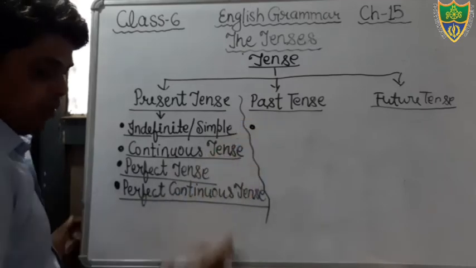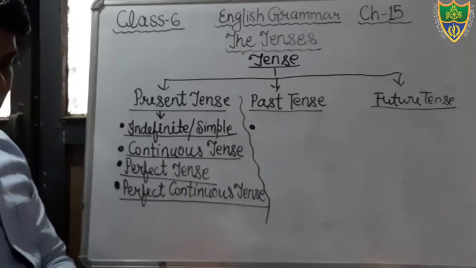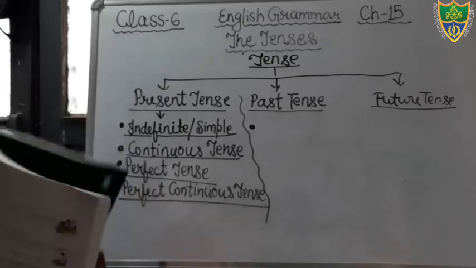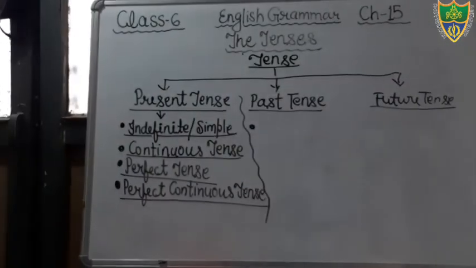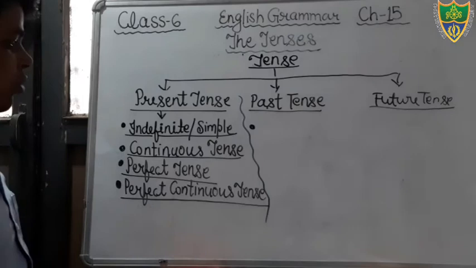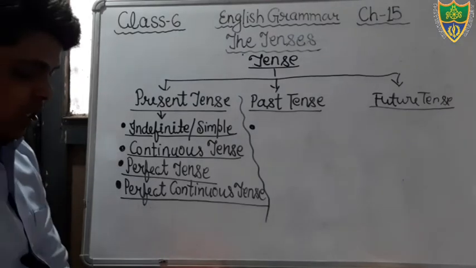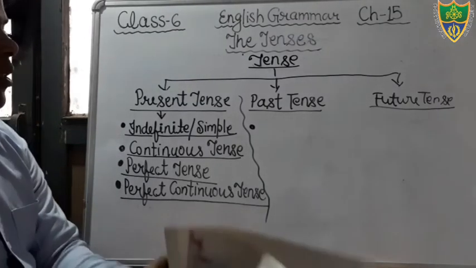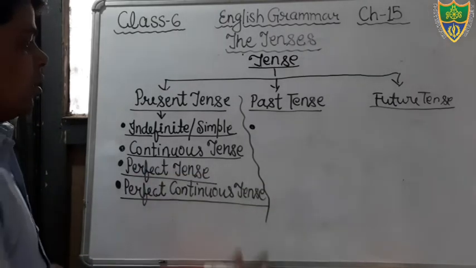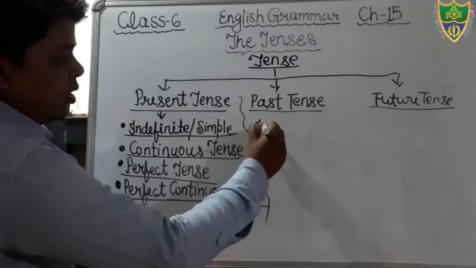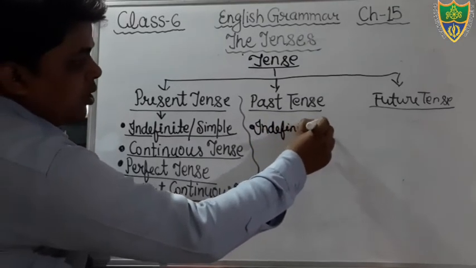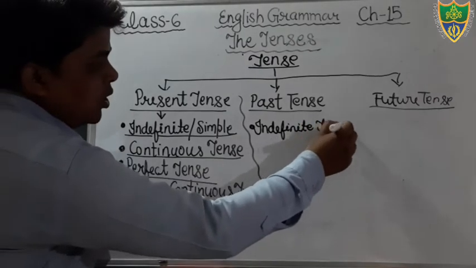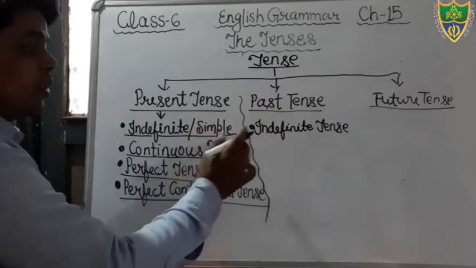Okay students, in the same way you can also categorize past indefinite tense. Okay, it is also given in your book at page number 66. You can see this chart given at page number 66. You can also make it from here. Okay, so I'm going to write here. You can see past tense is also divided into 4 sub kinds, that is past indefinite tense, or you can also write the simple past tense.